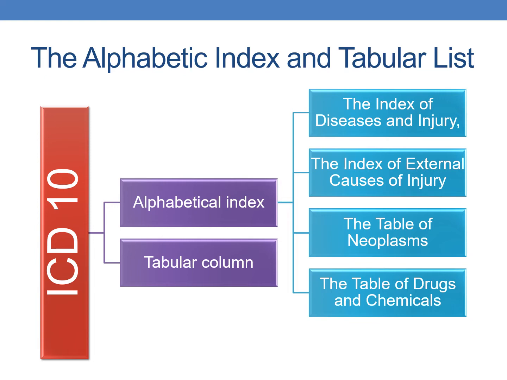Now, coming to alphabetic index. As we all know, ICD-10-CM is divided into two, alphabetic index and tabular list. The alphabetic index is further categorized into the following types: the index of diseases and injury, index of external causes of injury, the table of neoplasms, and the table of drugs and chemicals.